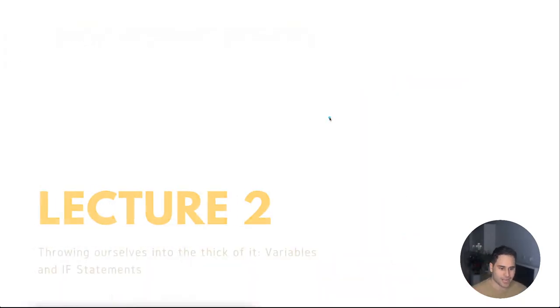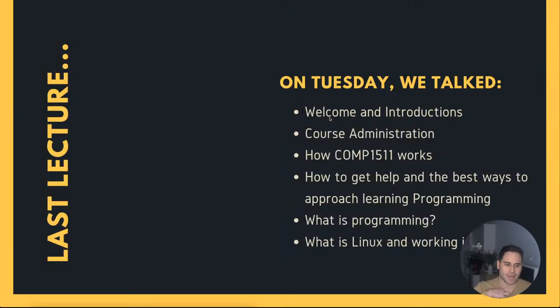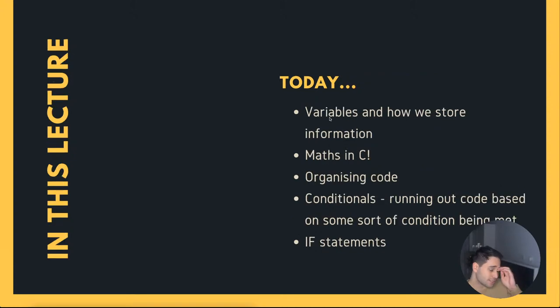So quick recap. Yesterday on Tuesday, we talked about an introduction to the course. Okay, cool. Boring. How does the course work? And we got started really simply building Hello World in C. Today, we're going to be talking about variables, procedures, some maths, how we organize code, and conditionals. So actually we're introducing a few topics today, but the good thing is that they're all pretty simple concepts that you'll be able to get your head around quite quickly. And if you don't, that's okay. That's why we have the labs, the tutorials, and the assignment coming up to help you solidify the ideas.